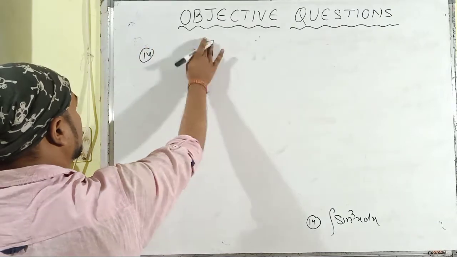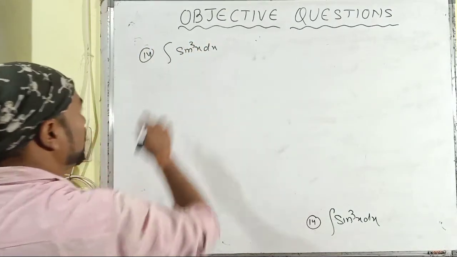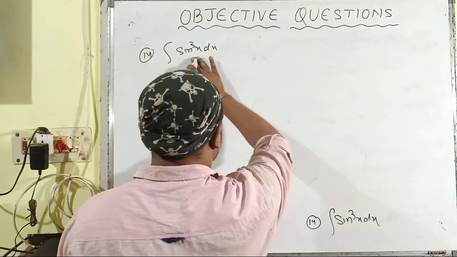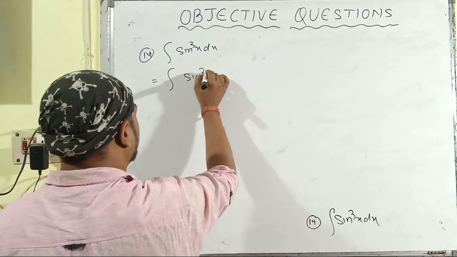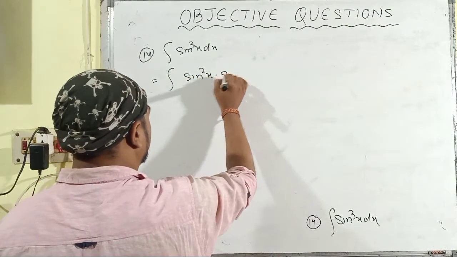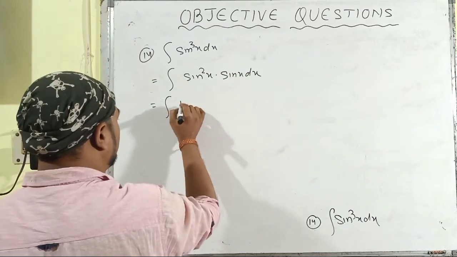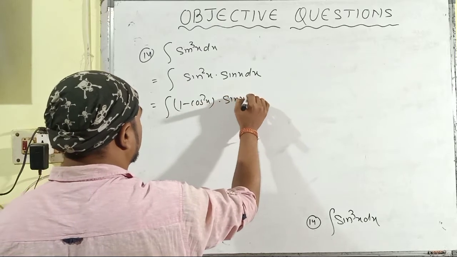We have to integrate sin cubed x. As the degree of sin x is an odd integer, an odd number, first of all we have to separate it as sin square x multiplied with sin x dx. Then we have to put the formula of sin square x. This is 1 minus cos square x multiplied with sin x dx.